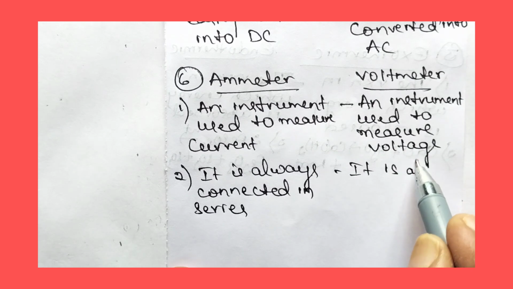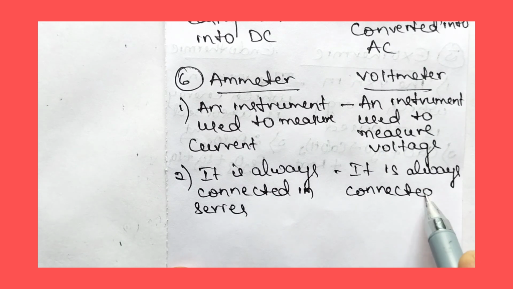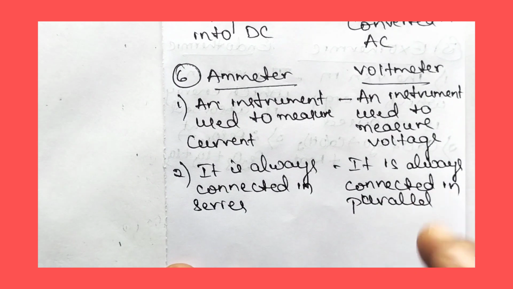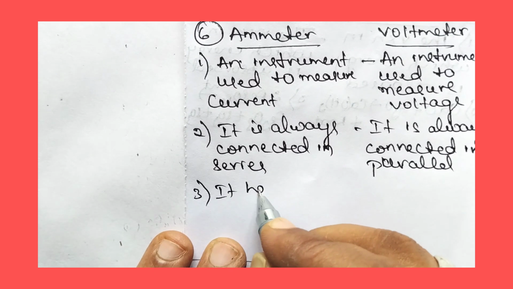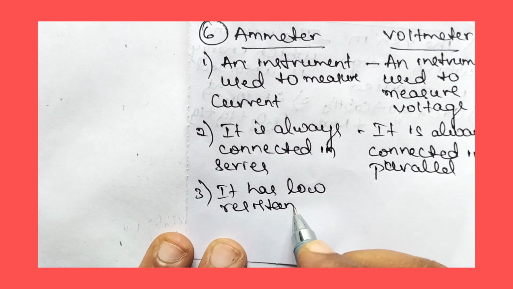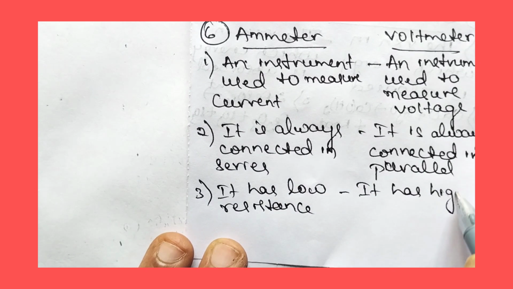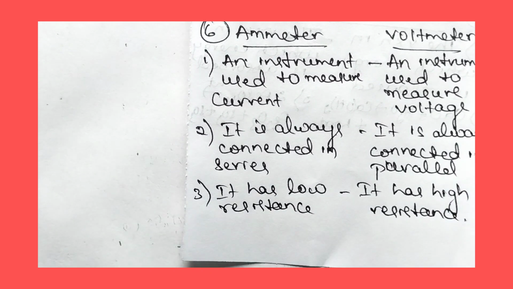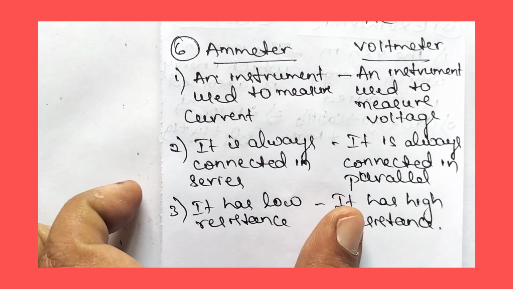Voltmeter, it is always connected in parallel. Then the third difference is, it has high resistance. So these are the differences between ammeter and voltmeter.